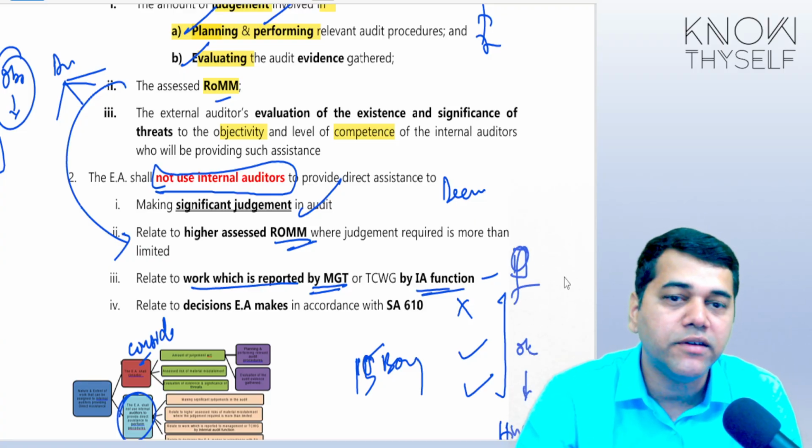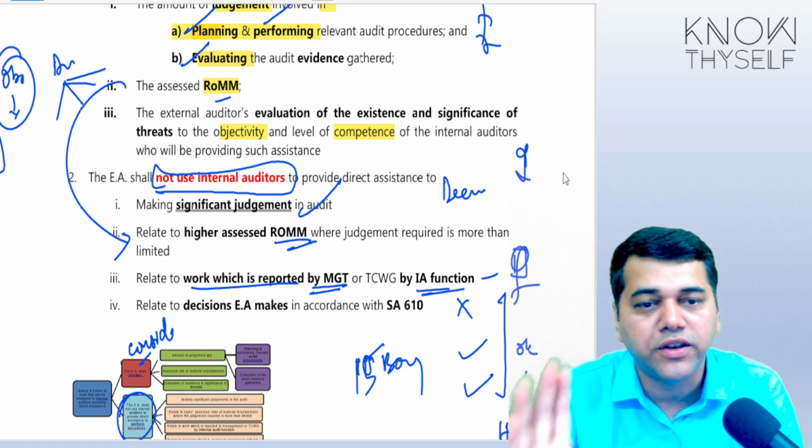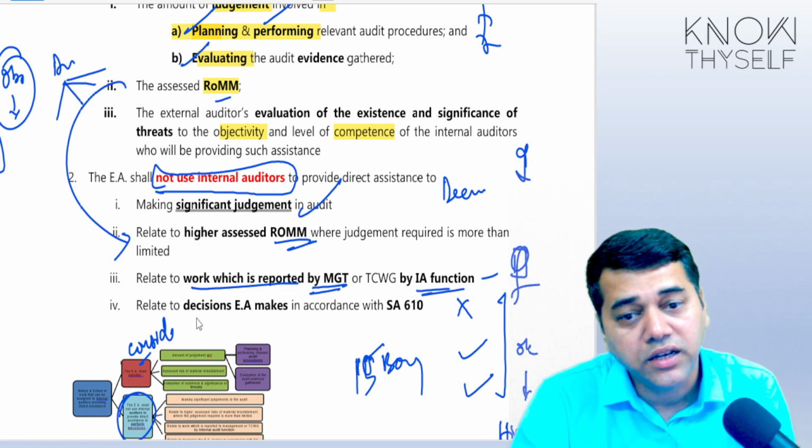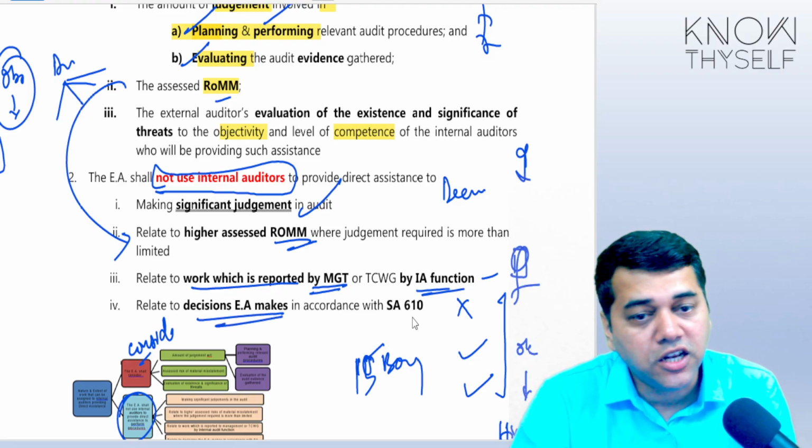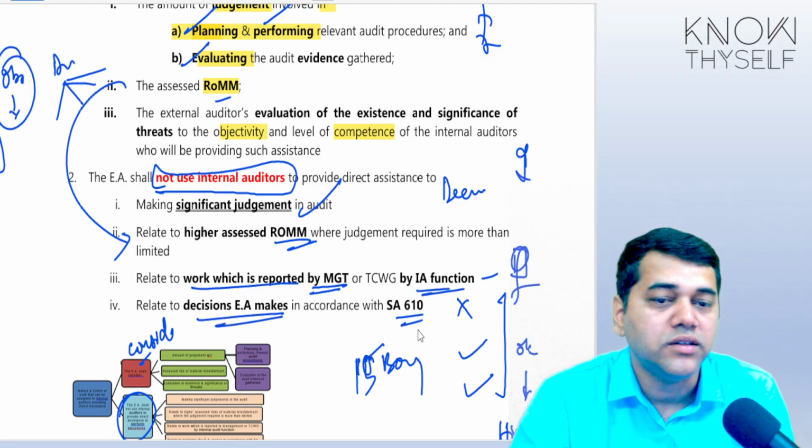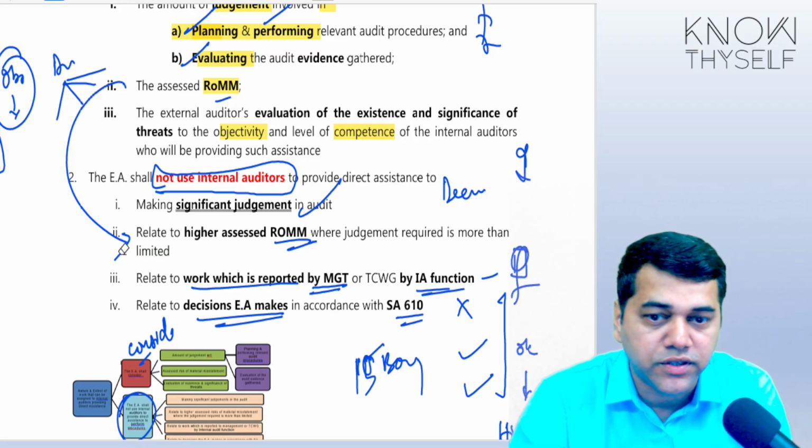Already they have done the inventory verification. The same person you don't use for inventory verification. Or it relates to the decision the external auditor makes related to your SA 610. So what is the meaning of this?